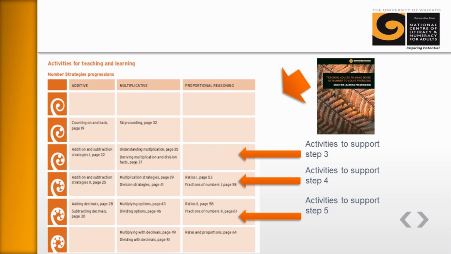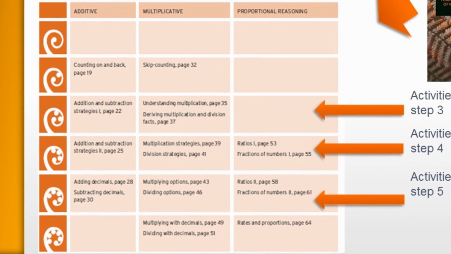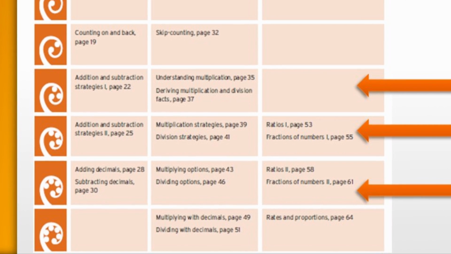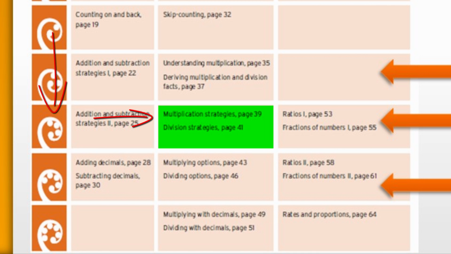This table also allows you to select activities that will progress the learner from the step they're on to the step they need to be at, and allows you to plan those strategies in a sequence. We're now going to look at how to use this table to find an appropriate activity. Your question is, what activity would be appropriate for somebody at step 4 looking to develop their multiplication skills? Multiplication strategies, found on page 39 of the resource book, is appropriate for a learner scoring at step 4.